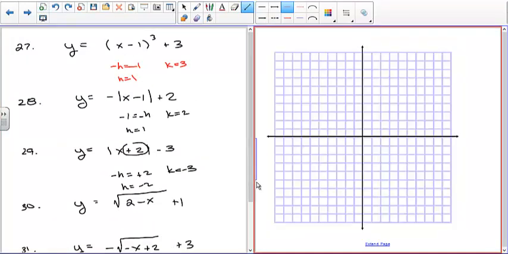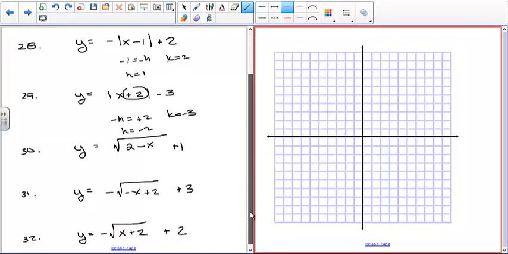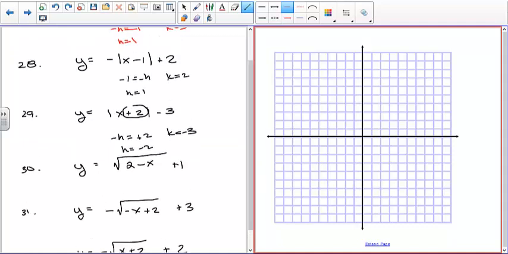Okay, and the last 2 or 3 here, 3 are square root functions. So let's draw the parent function. The square root of 0 is 0, the square root of 1 is 1, the square root of 4 is 2, the square root of 9 is 3. So that gives you, so that's my parent function.